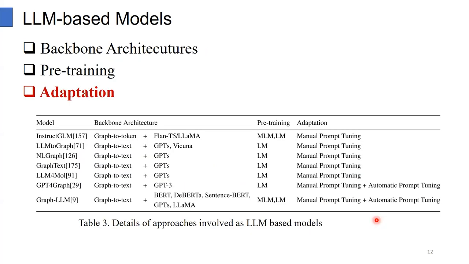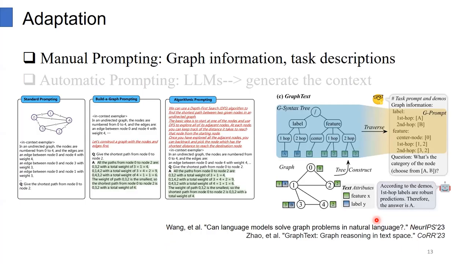Once we have pre-trained this model, how do we adapt to our graph data and also adapt to our task? For adaptation, there are two main categories. One is using manual prompting. In manual prompting, we use graph information and task descriptions, but these descriptions are manually designed. For different tasks and data, you may have to design different descriptions. For example, in this paper, we see that a standard prompt just describes the graph first, then you ask the question. For example, here we want to find the shortest path, so your prompt question is just: give the shortest path from node 0 to node 2.